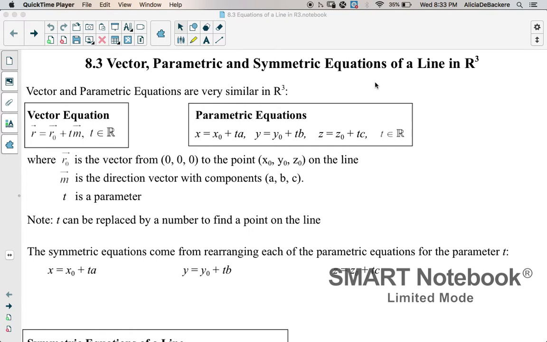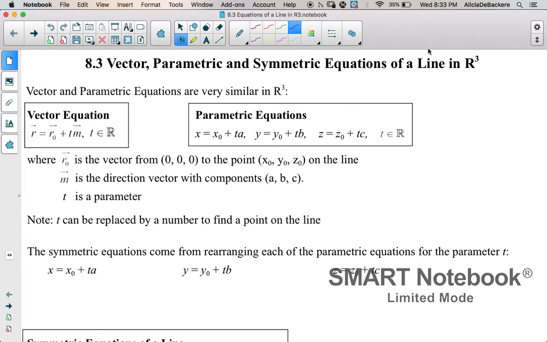Okay, welcome to lesson 8.3. In this lesson, we're moving into three space. So we're looking at all the different types of equations of the line in three space. There's vector, parametric, and a new type called symmetric. So we're going to go over vector and parametric first, since they're actually very similar to what you did in two space. The vector equation in three space looks exactly the same.